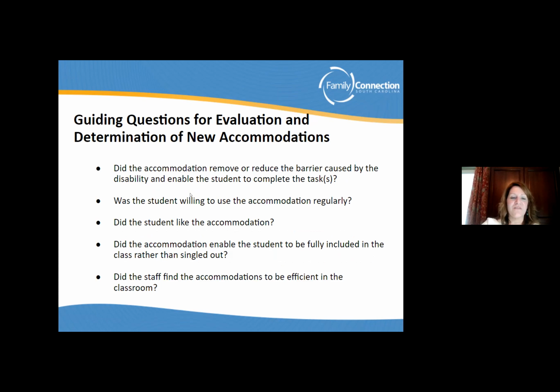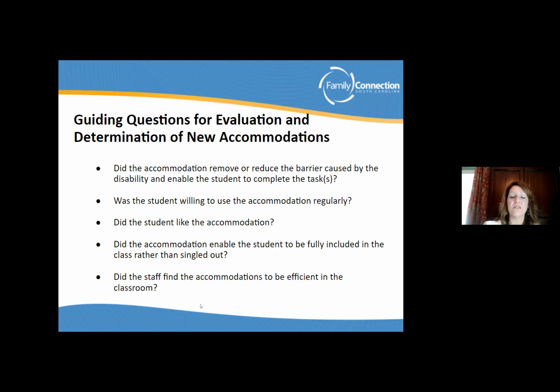Guiding questions for evaluation and determination of new accommodations. So going through these five guided questions will lead us to the direction we need to go. Was the accommodation suitable because it removed or reduced a barrier? We want that to be the goal of accommodations.